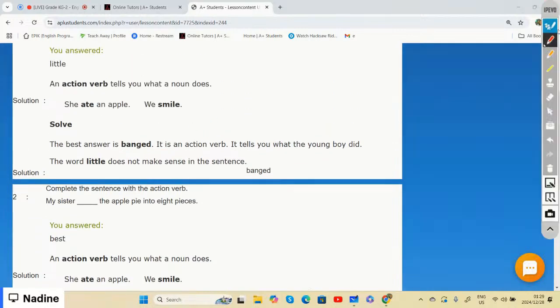All right, we now are going to identify another word. I'm going to write two words in the bracket, and then you're going to choose the correct action verb. It says, my sister, do we say my sister cuts the apple pie into 8 pieces? Or do I say my sister best the apple pie into 8 pieces? Do we say best or cuts? If you look at the two words in the bracket, which one is correct? That tells us what the sister does.